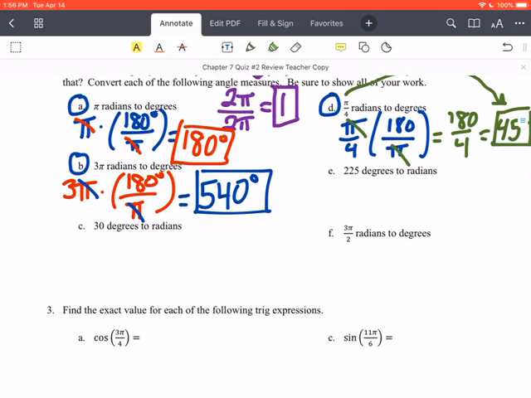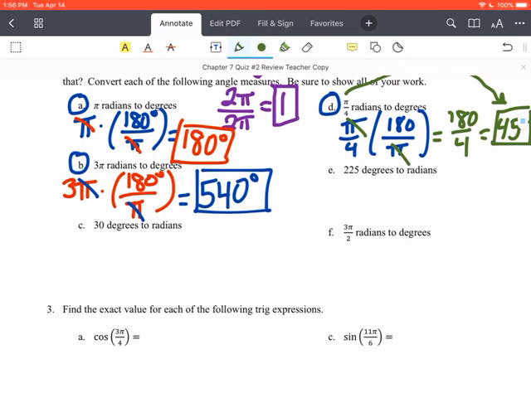All right, now we are going to look at degrees to radians. So when I'm starting with degrees, I'm going to multiply not by 180 over pi, but pi over 180. Okay, the same units need to be separated, one on the numerator, one in the denominator.